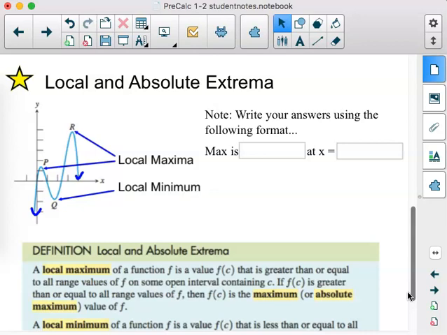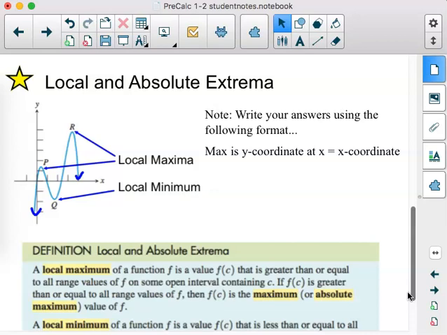So we're going to write our answers in the following format. Our focus is on the y-coordinate. How high are we talking? How low are we going? That's why we're talking about them as maxima and minimum. So the max is whatever the y coordinate is at x equals, and then we give the x coordinate. So it feels a little backwards, but the focus for maximums and minimums is on the y, the highest and the lowest.